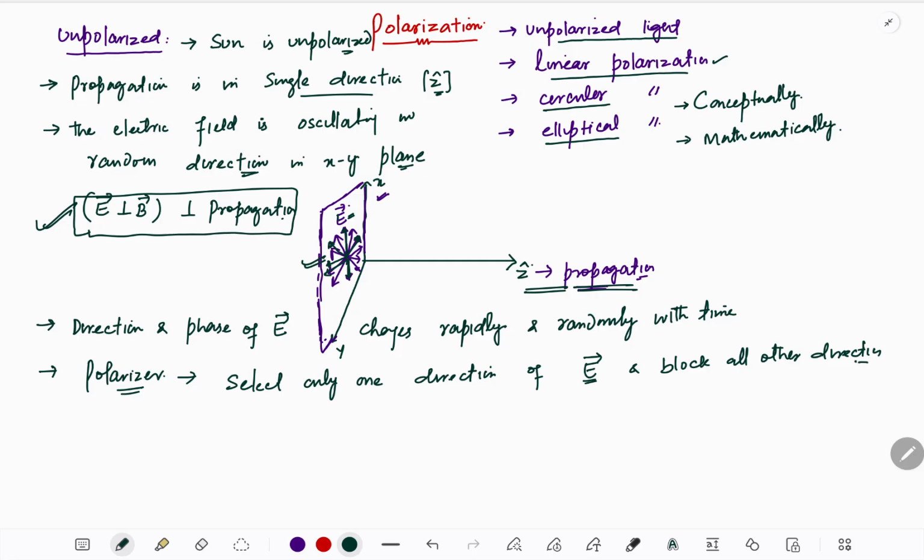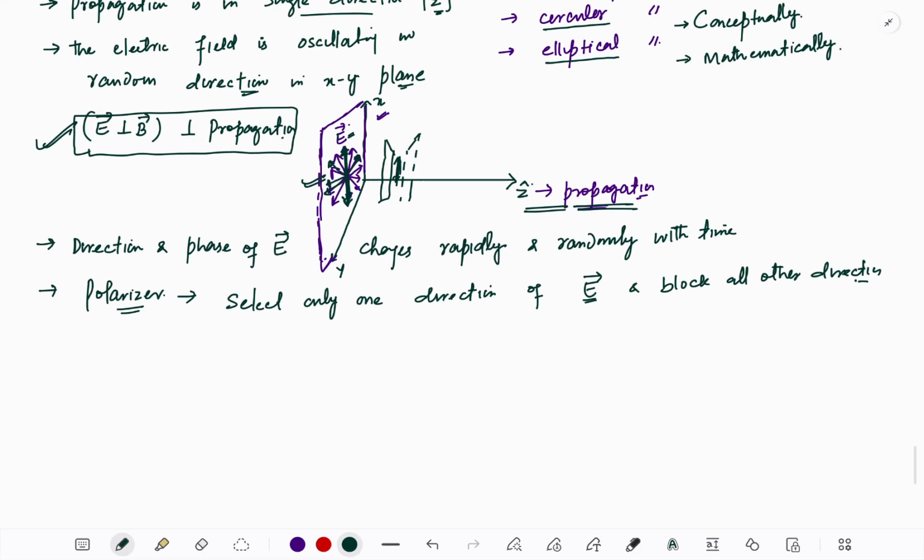So basically it depends upon the shape of the polarizer, and upon how we use the polarizer as well. If we pass only the component of the electric field that is in the direction of the x-axis, we set the polarizer in such a way that only one component passes. This x-axis electric field passes through the polarizer, and all other components of electric field get blocked. So after passing through the polarizer, that depends on how we use the polarizer.